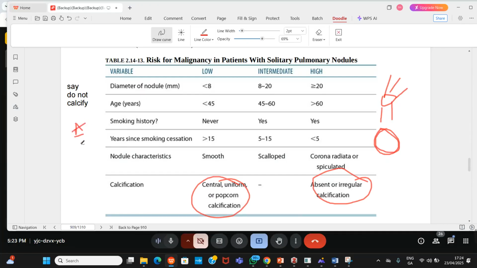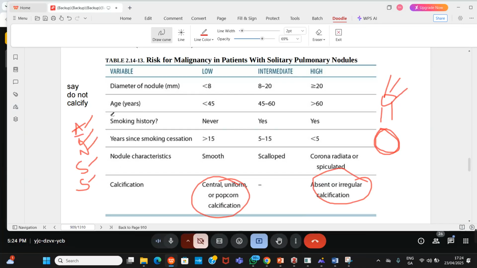Is it smooth? If it's smooth, benign, low risk. If it's high risk, you are seeing corona radiata. You are seeing projections from the nodule like this. Projections like this. Corona radiata, or spiculated, the same thing. Spicules from it. Malignancy. If it's just a scalloped border, think about intermediate.